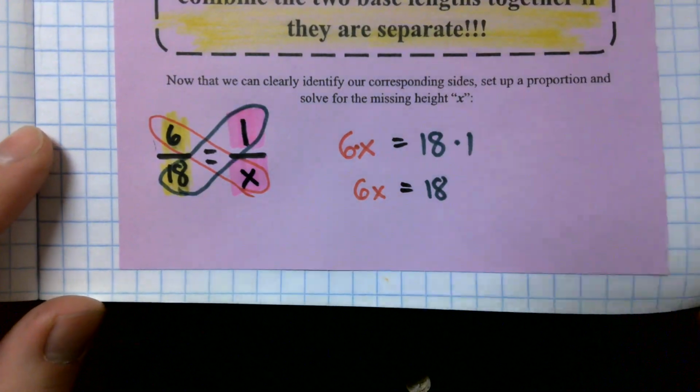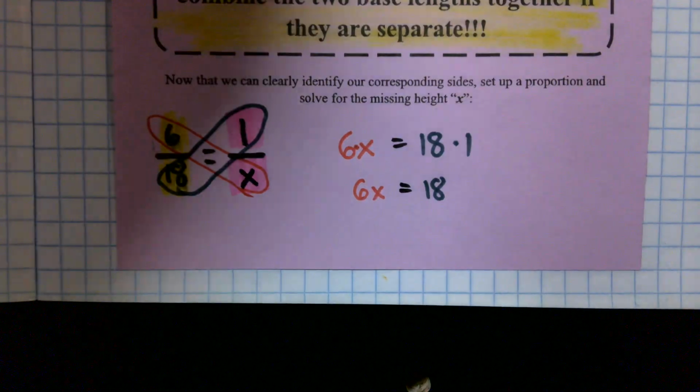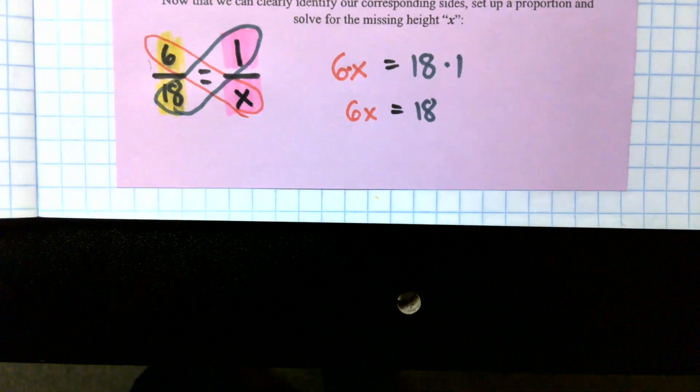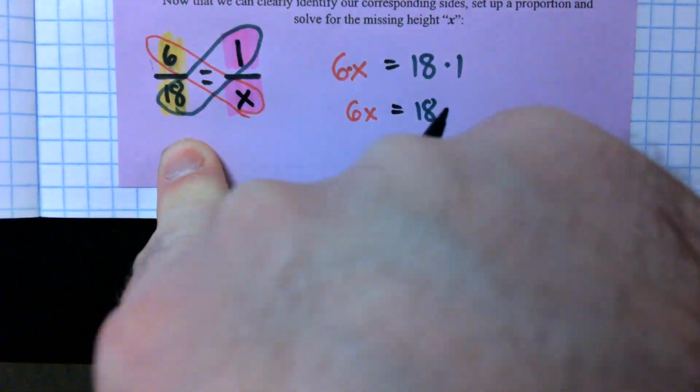Am I going too fast? No. Am I going too slow? No, you're going too fast. I'm going too fast? Okay. I appreciate you letting me know. Are we comfortable with the cross multiplying? Yeah.